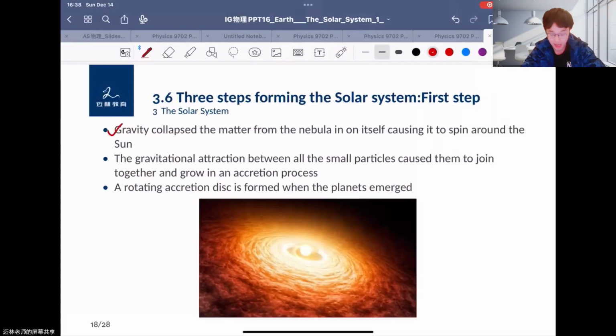Gravity collapsed the matter from the nebula in on itself, causing it to spin around the sun. First of all, we have to know what the nebula is. If you know about the Big Bang, you will know that the universe spread from a point, from a dot, to the whole universe. It's just like a firecracker. You can find that it bursts and there are many pieces moving in different directions, right? So that is the Big Bang theory.